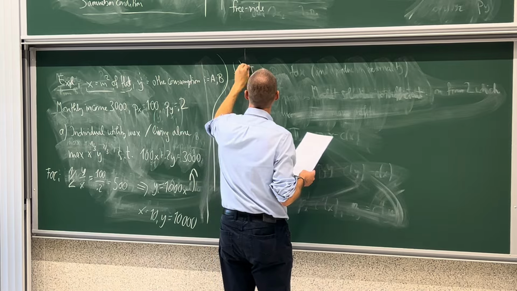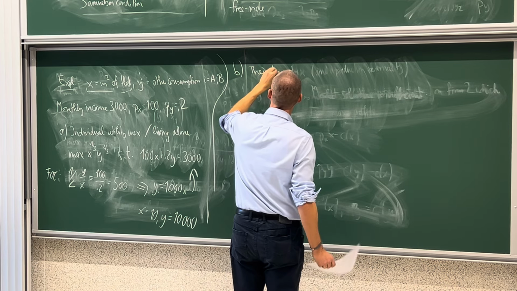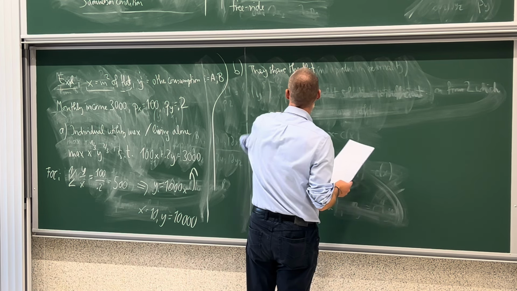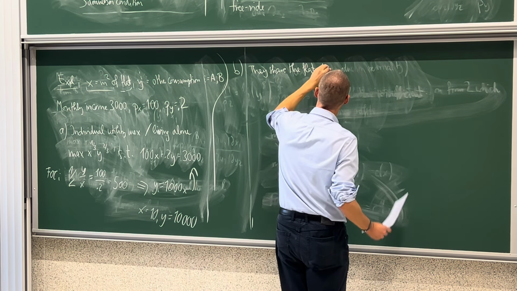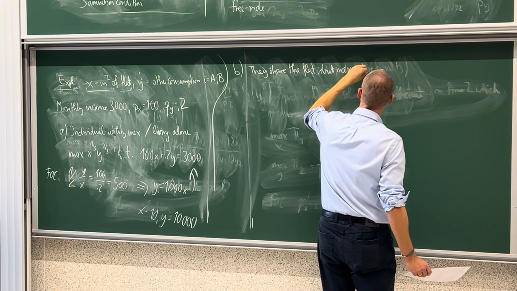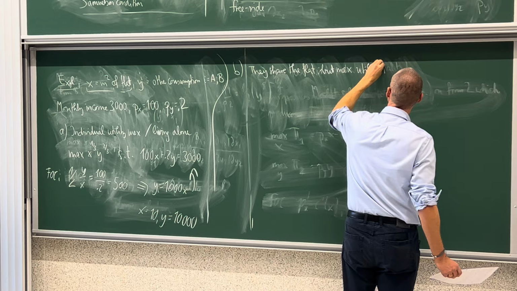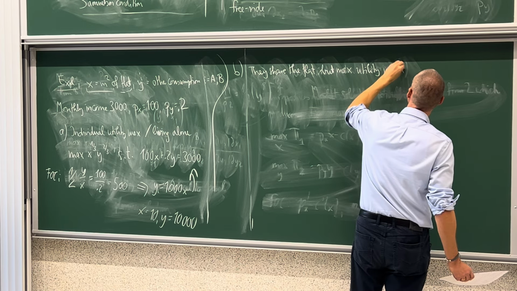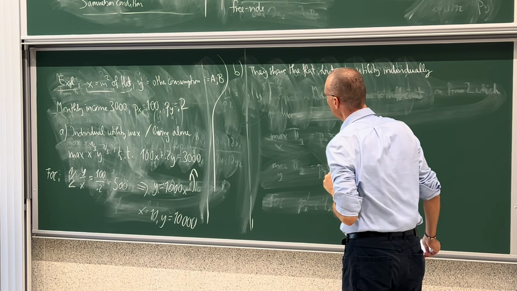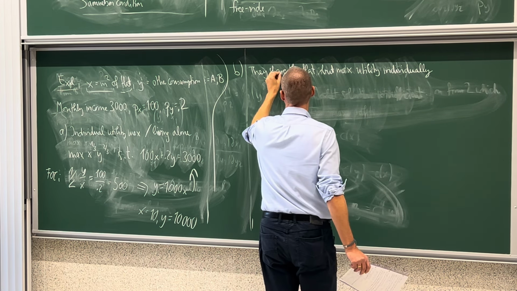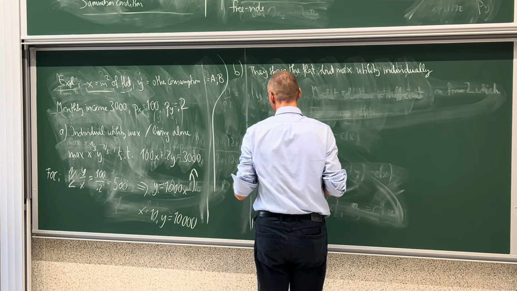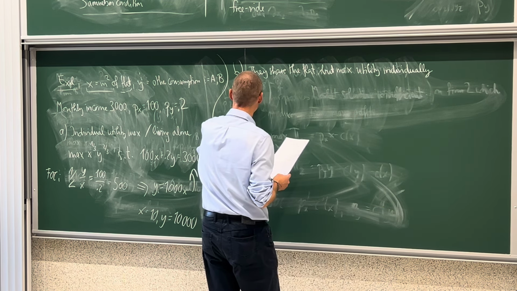Now they share a flat. They share the flat, but they maximize the utility individually. So you basically do best replies. You get a Cournot-like equilibrium.